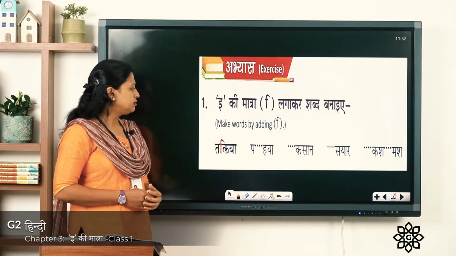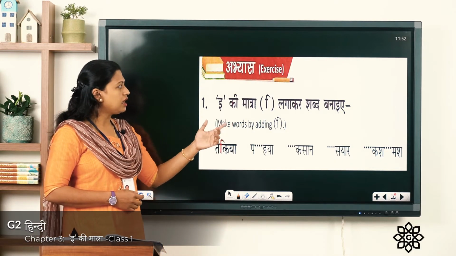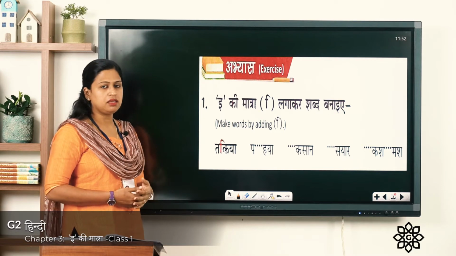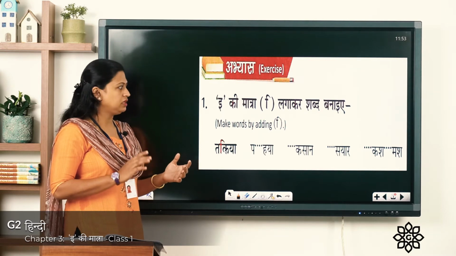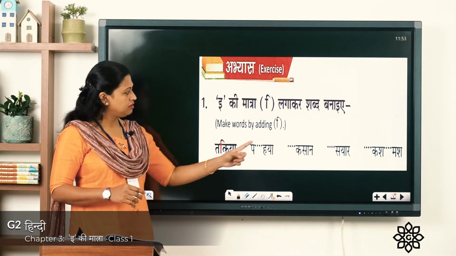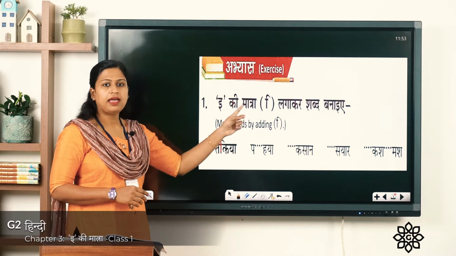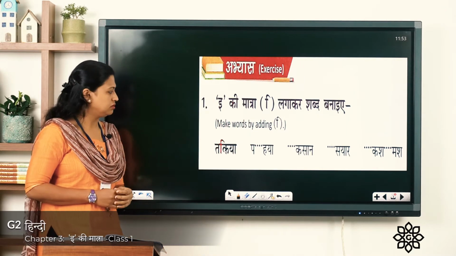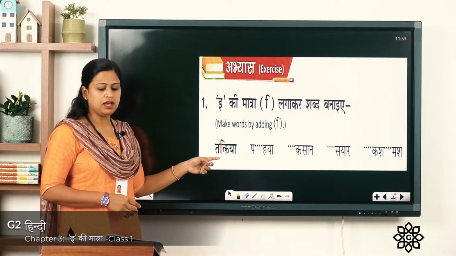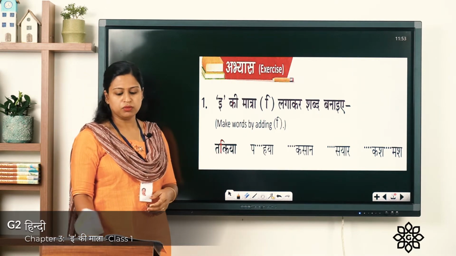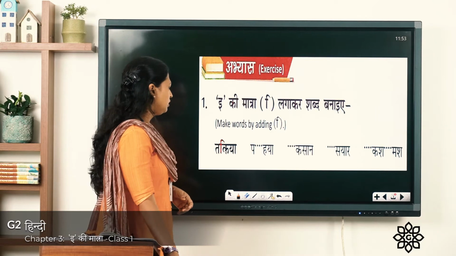Next one is E की मात्रा लगाकर शब्द बनाइए. You have to make words by adding E symbol. E, short E, a straight line and on the top a hook. First one is done it for you. The word is takiya. Takiya means pillow. Next one.